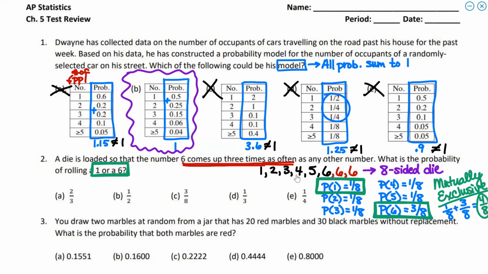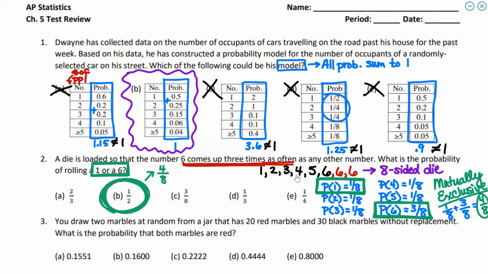4/8 is not on that list. 1/2. So this is the correct answer, because this is the same as 4/8. So far, so good? All right.